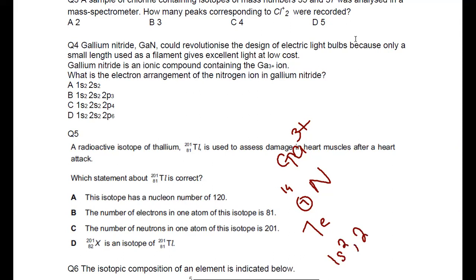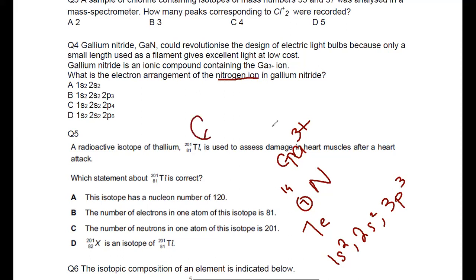1s2, 2s2, 2p3. Fine. Now, their question is a bit specific. Their question is not about nitrogen atom. They're saying what is the arrangement of the nitrogen ion in the gallium nitride. So, let's take a look.